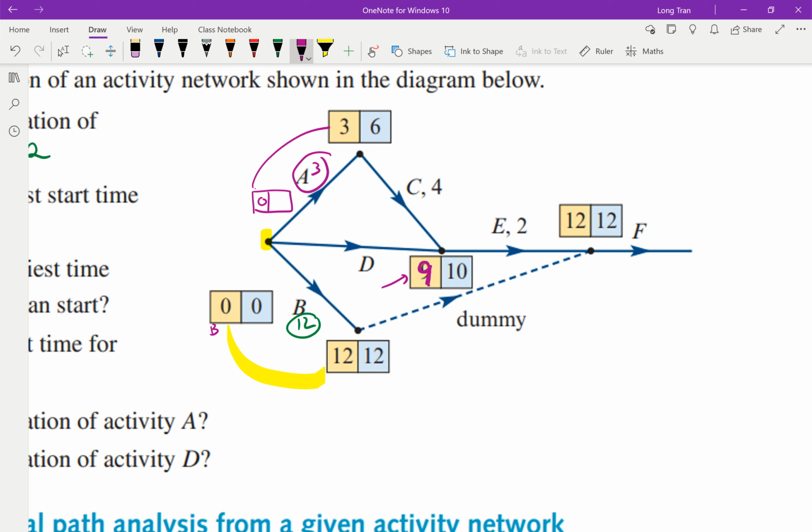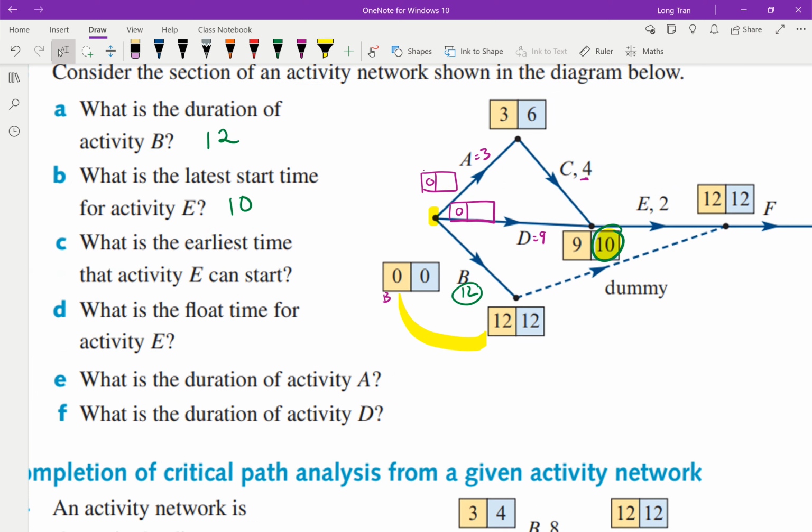When they ask, what is the latest start time of activity E? You can simply look at this. The latest start time for activity E is going to be 10. Moving on to the next one: what is the earliest start time that E can start? The earliest start time for E is clearly 9 in this case. We're just reading that box that they've already given to us, so the start time for E is 9.